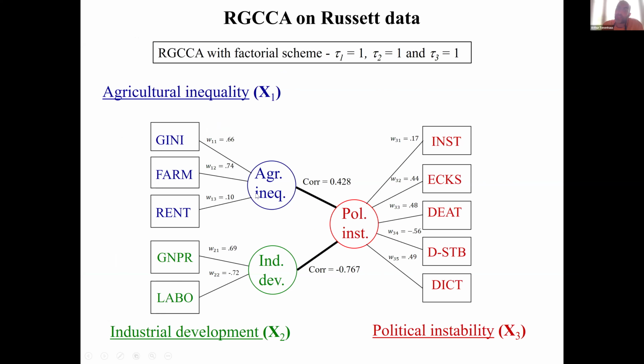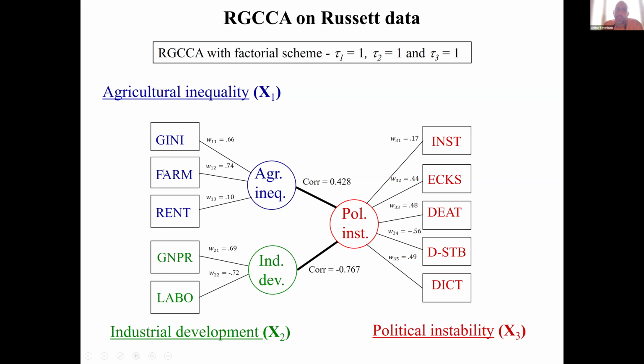It's important. You can see that agriculture inequality is positively correlated to political instability, which is quite logical. When you have high agriculture inequality, then it tends to have high political instability. When you have high industrial development, then it tends to be negatively correlated to political instability, which is quite logical.